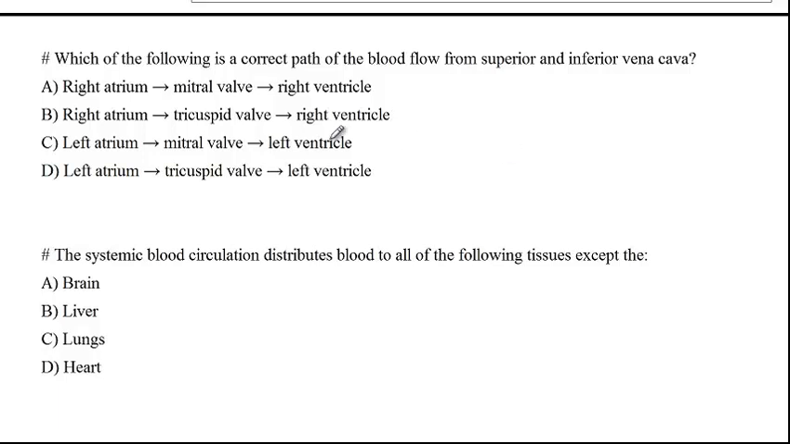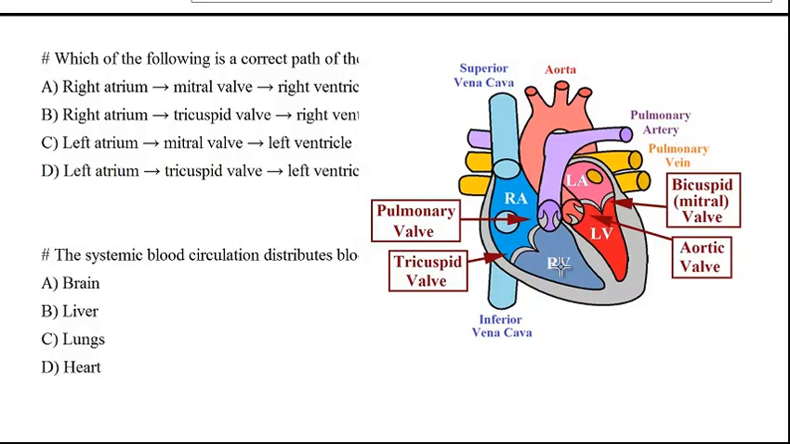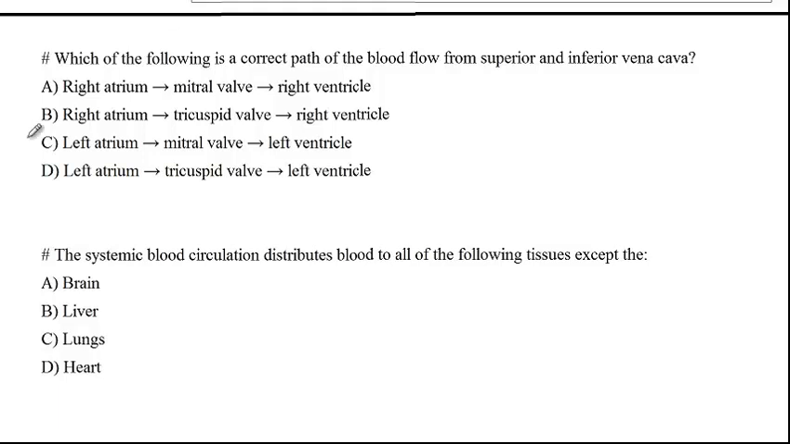All right, so this first question should be easy. Which of the following is a correct path of blood from superior and inferior vena cava? So we've already discussed blood from superior and inferior vena cava goes to the right atrium, which will go to the right ventricle, and then it will distribute to the lungs. So the answer is right atrium going to the right ventricle, and then in between those two we have the tricuspid valve.